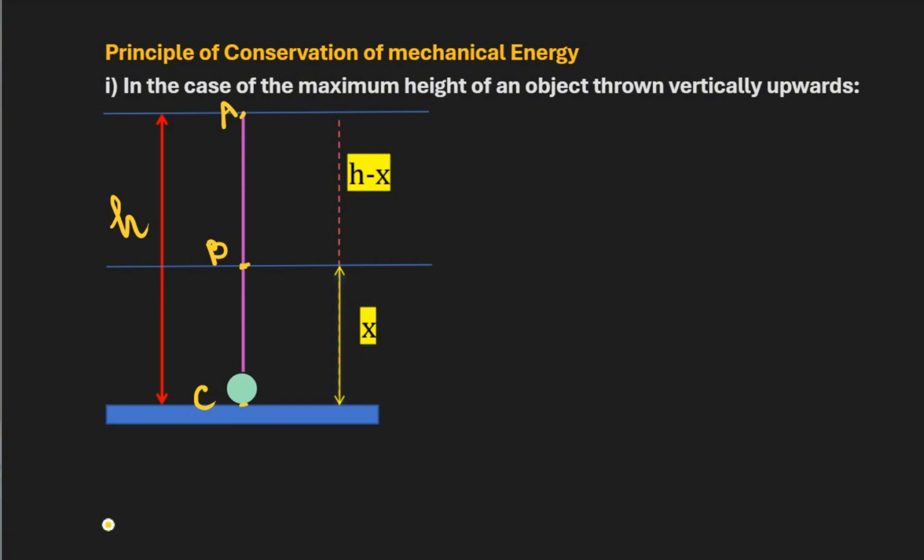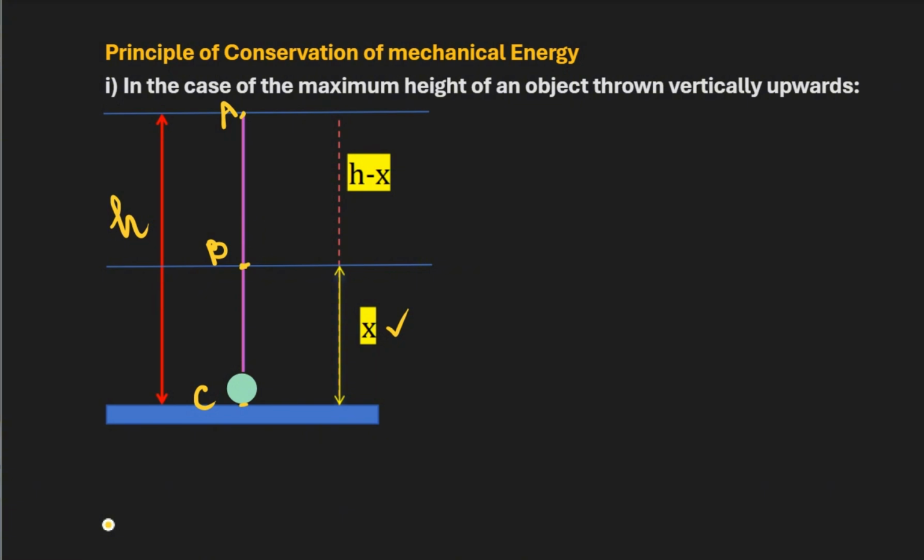And from C to B, this height is x. So the total height is h, so A to B is h minus x. This is the very basic idea of this concept. Now our main objective is to prove that at A point, B point, and C point, the total energies are equal. In that case, we can say that mechanical energy is conserved at every single point of A, B, and C.